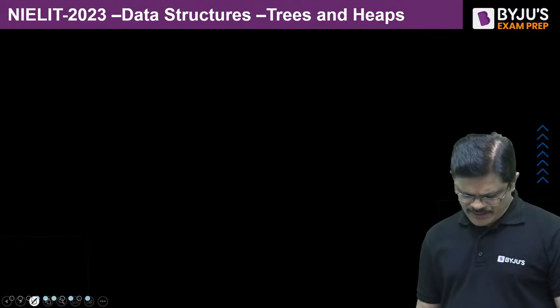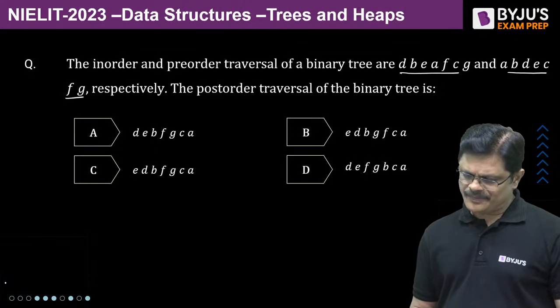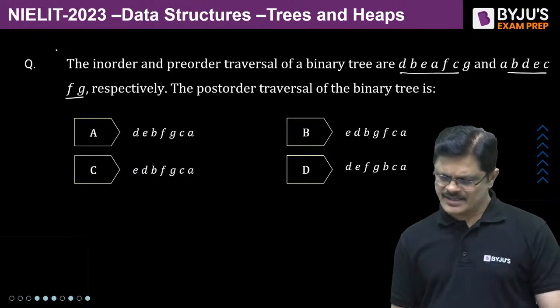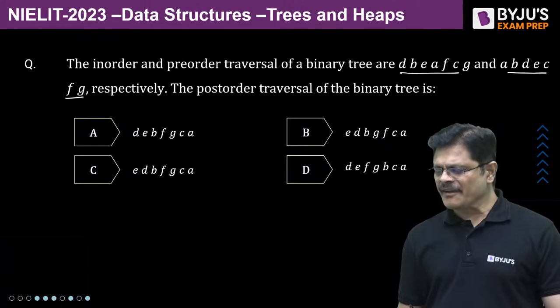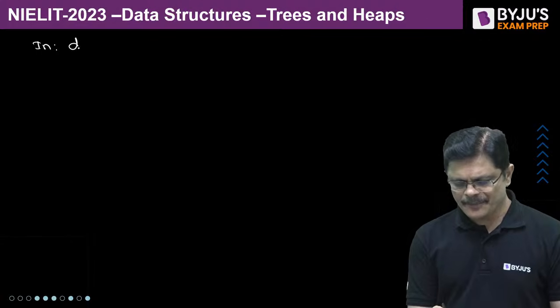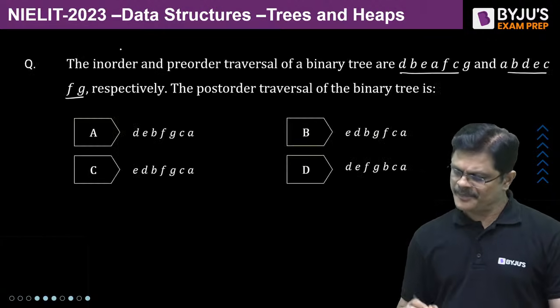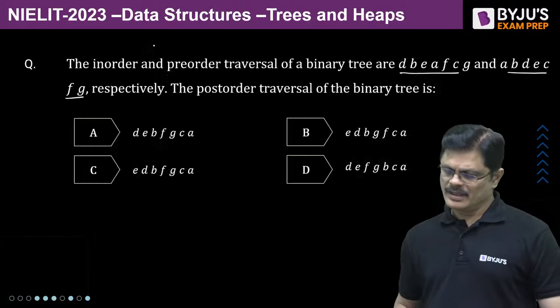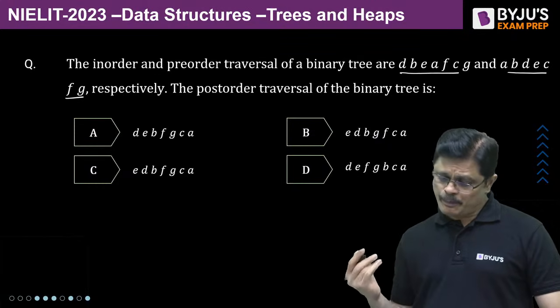So let me write down the in order and pre order separately. We have in order, which is DBEAF, DBEAFCG, and we have pre order.